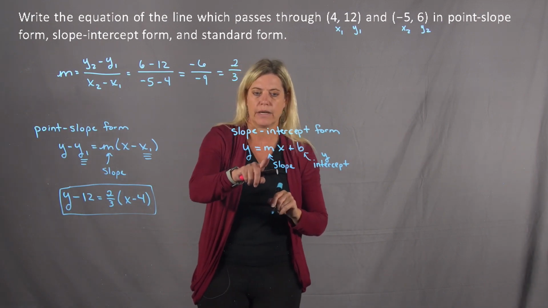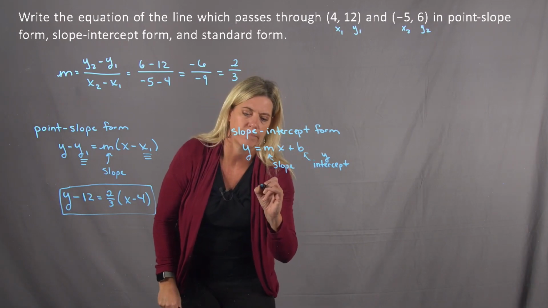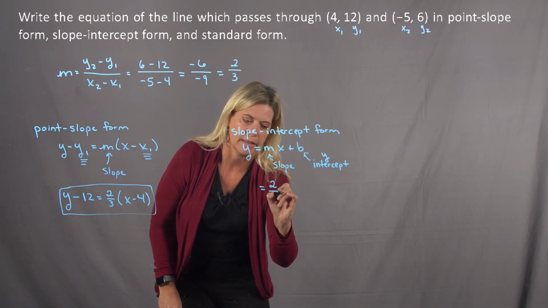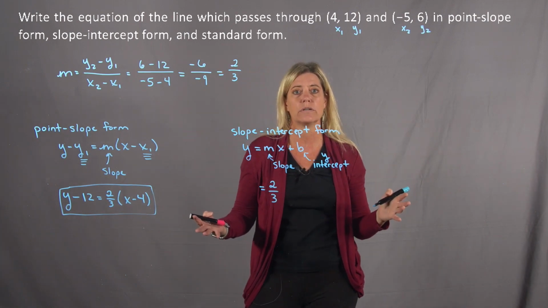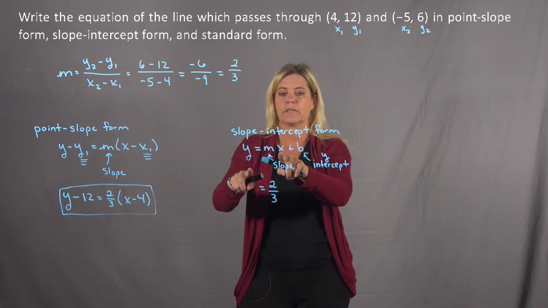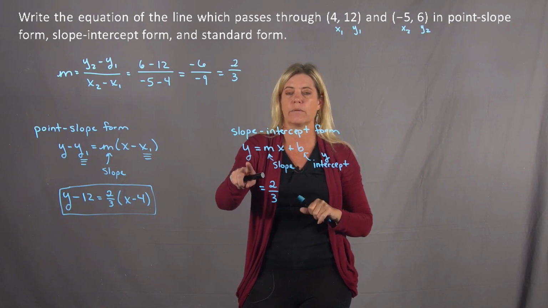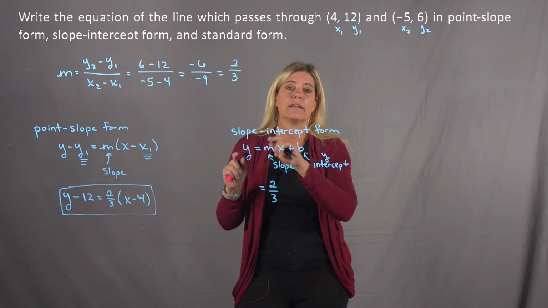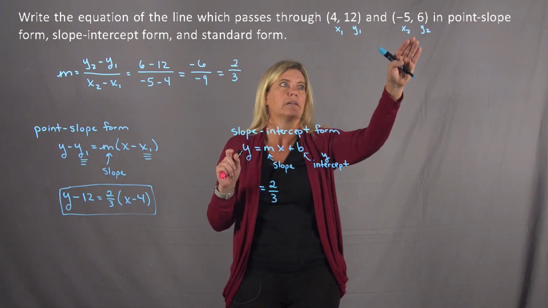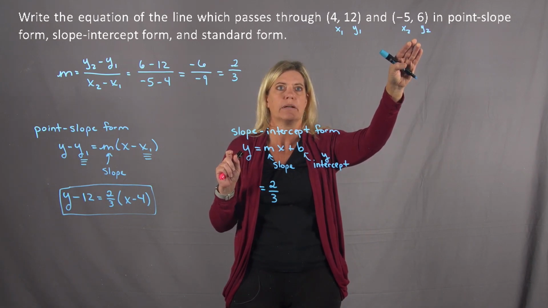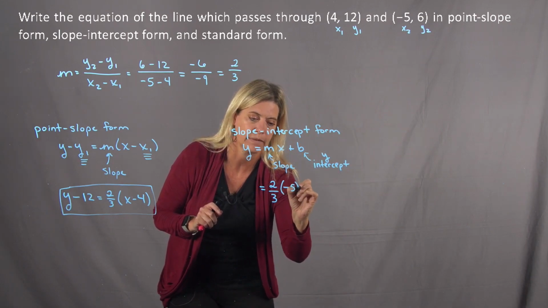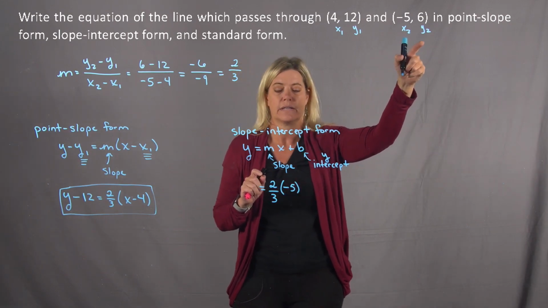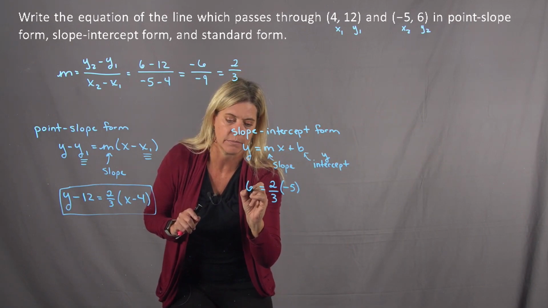So what do we know? I know my slope is 2/3, and I'm given 2 points up here that are on this line. You can choose either point and substitute the x value in for x and the y value in for y. Then you will solve for b. So let's use this point over here this time. I know that my x value is negative 5, so I'm going to put that here. And my y value over here is 6, so that's going to go over here where the y is.